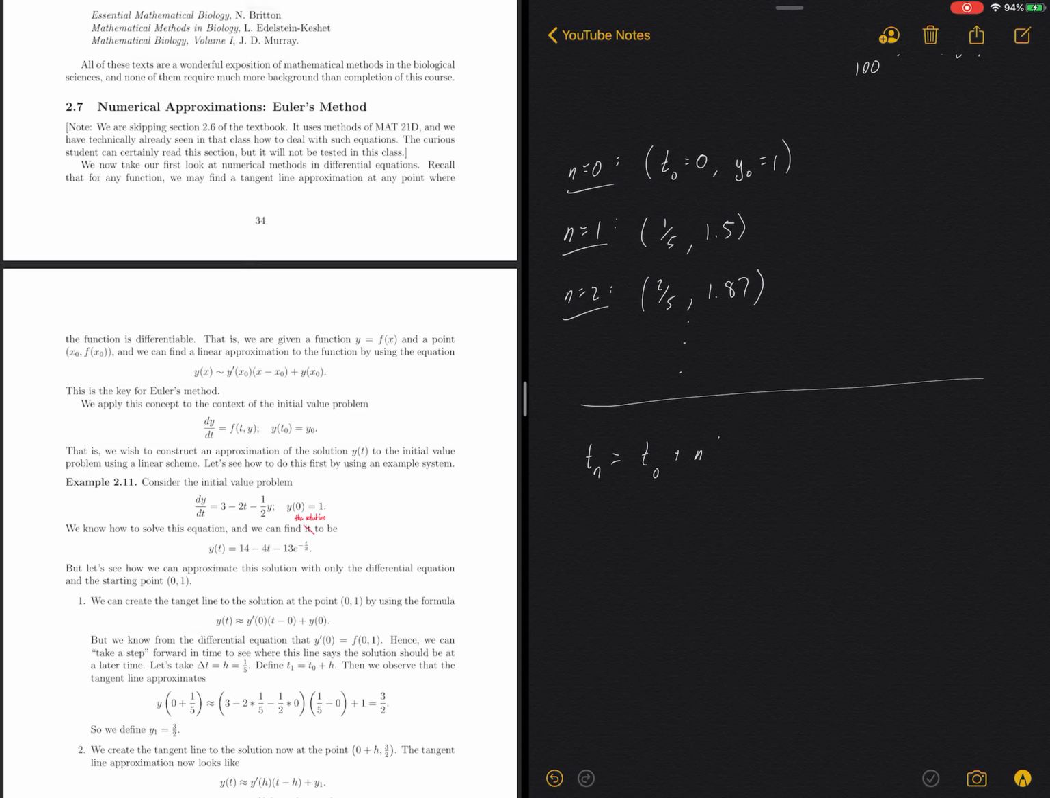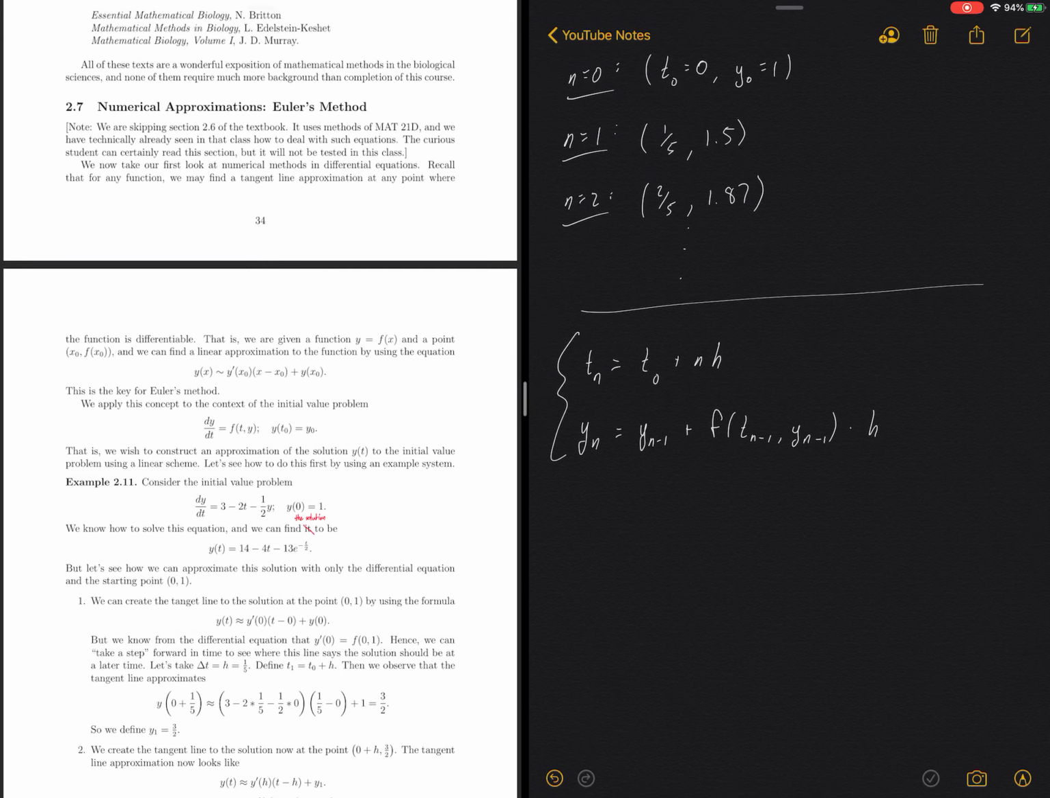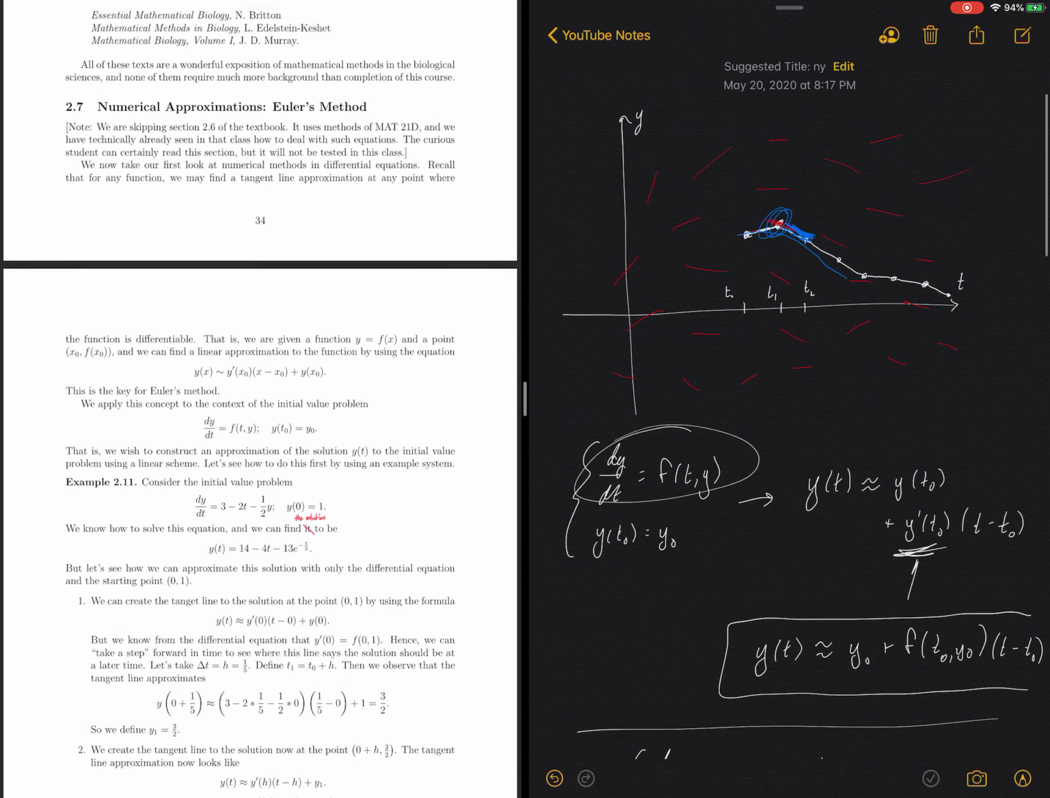So what's the general scheme? Well, tn, the next iteration in the scheme, is going to be whatever t0 was, and I'm going to add in however many steps I took, so n times h. So I took n steps away from t0. Now, yn is a little bit more complicated. It's going to be based on what the previous iteration was, plus what the slope is at that previous iteration, and multiply that by my step size.